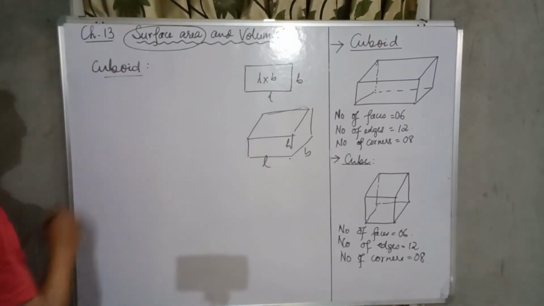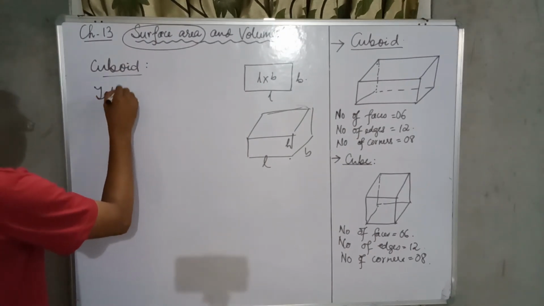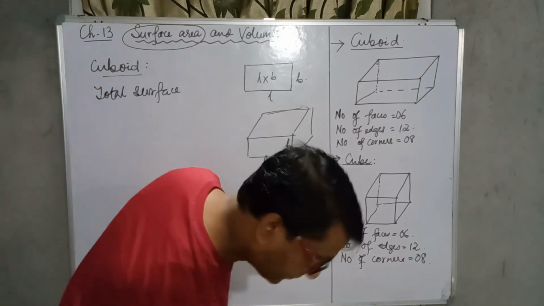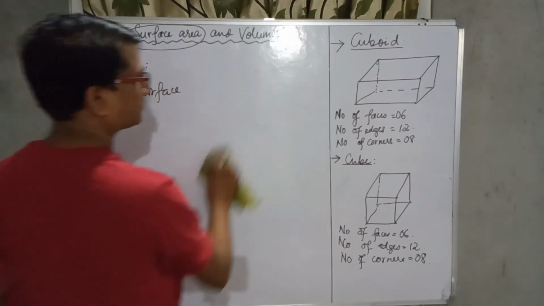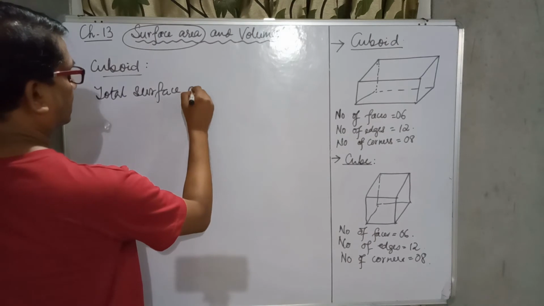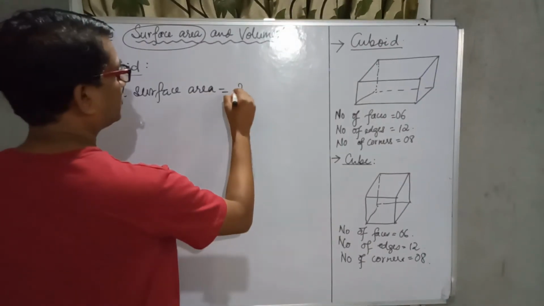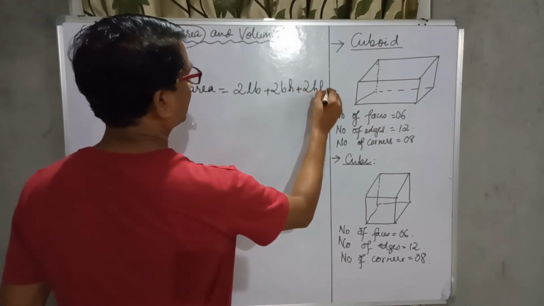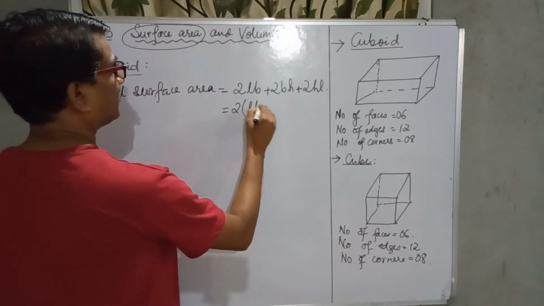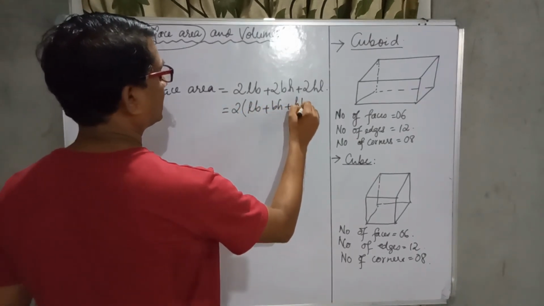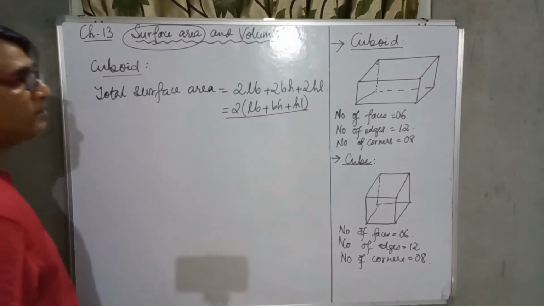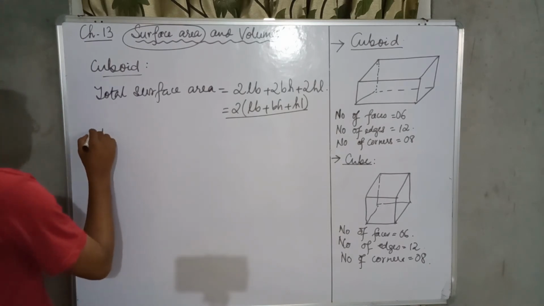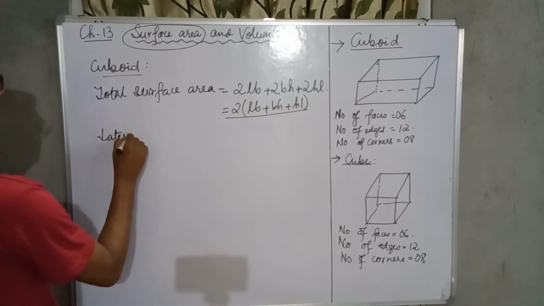The total surface area of the cuboid is equal to what? 2 LB plus 2 BH plus 2 HL. We can take 2 common: 2 times (LB plus BH plus HL). So you have to remember this one, 2(LB + BH + HL). This is the total surface area. Then another thing is lateral surface area.